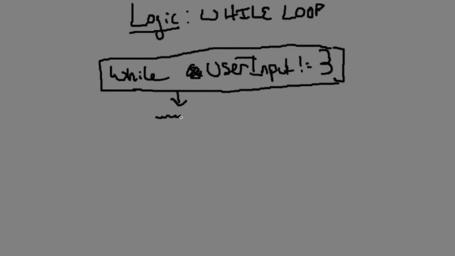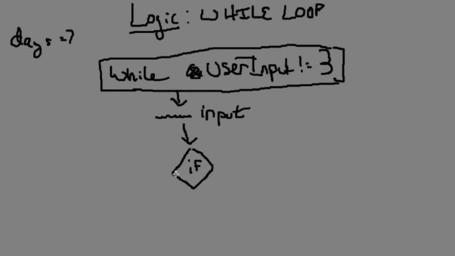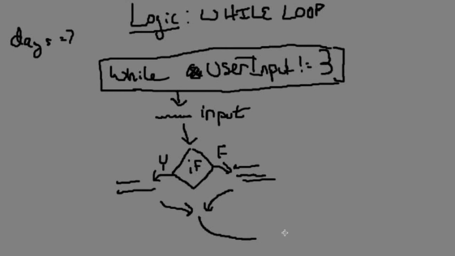So, while user input does not equal 3, we want to come in here and take the user input. We take input, check it with our if, remember we have our problem here, days of the week equals 7. So it takes the input. Here's our if statement. If it's true, it does this, congratulations. If it's false, it prints out that they're false. And then it all comes back together into this main thing here.